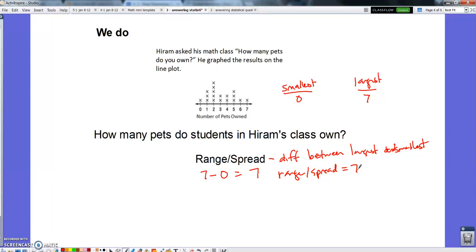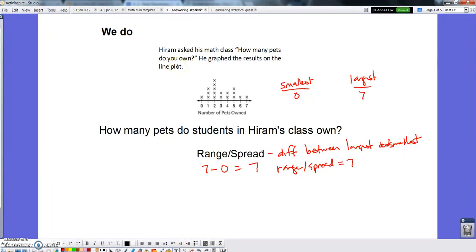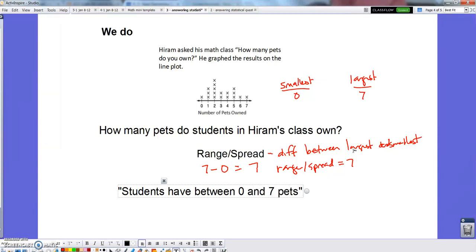But I also want you to know how to interpret that, or how to explain that as the answer to a statistical question. So the question's like, how many pets do students in the class own? One way you can answer that question is with the largest and the smallest value that you use to find the range. This isn't the range, but this is how you find the range. Say, students have between 0 and 7 pets. If you're going to use the range to answer the question, that's what the range of 7 means.